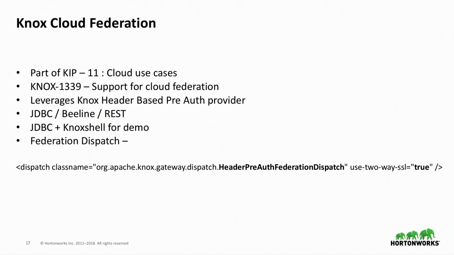This is an example of the Federation dispatch. It's a header pre-auth Federation dispatch. That's the one that actually goes and talks to the Knox in the cloud, and we'll be using SSL.